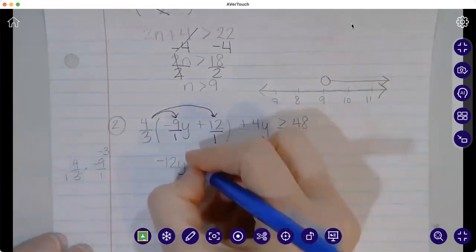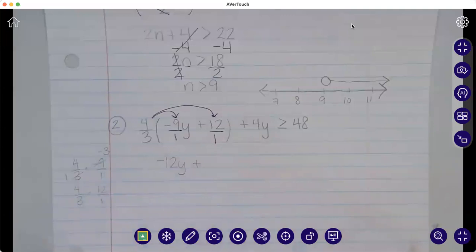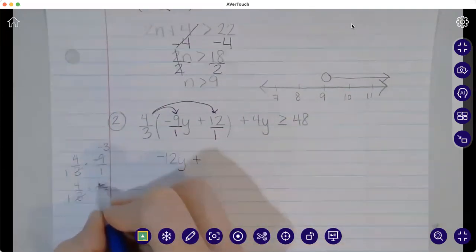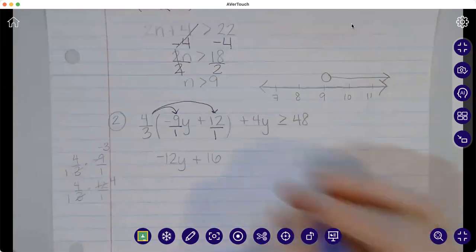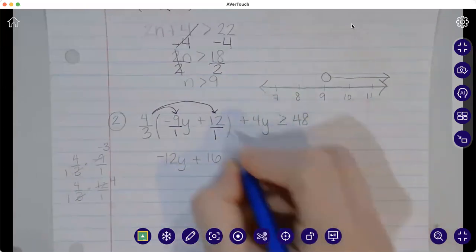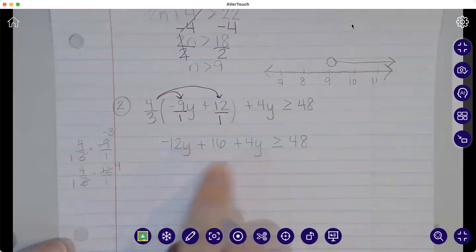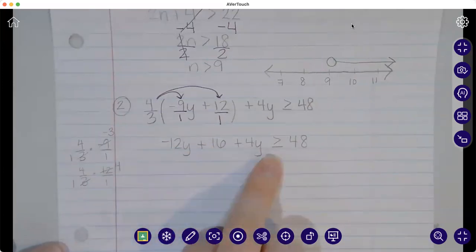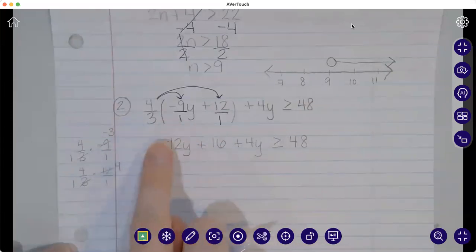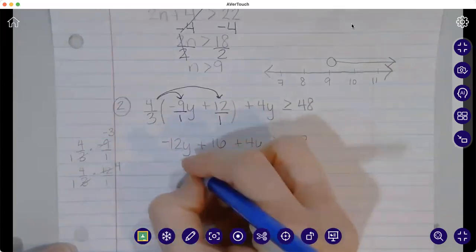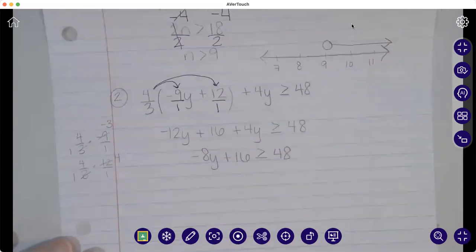Okay. And then we're going to add, similar thing. 4/3 times 12 over 1. 3 divided by 3 is 1. 12 divided by 3 is 4. 4 times 4 is 16. And then this 4y was not multiplied because it wasn't within the parentheses. And then we have this. As you can see, we have the same variable, but 2 different terms. So therefore, we want to combine like terms to make that one term. So -12y plus 4y gives me -8y. And we just keep going with the process.